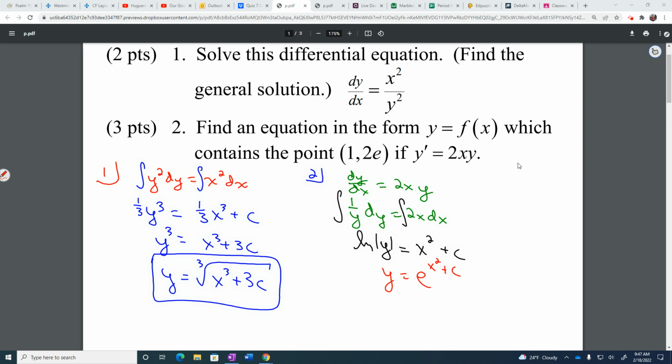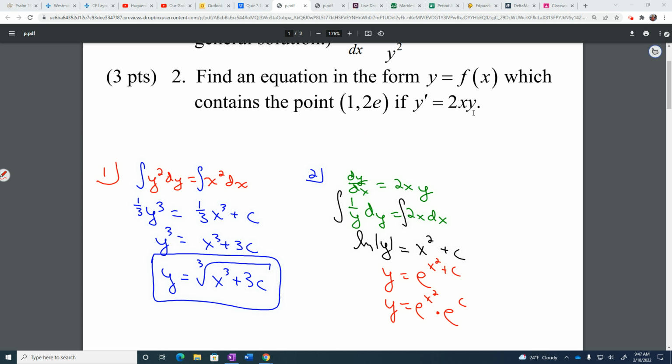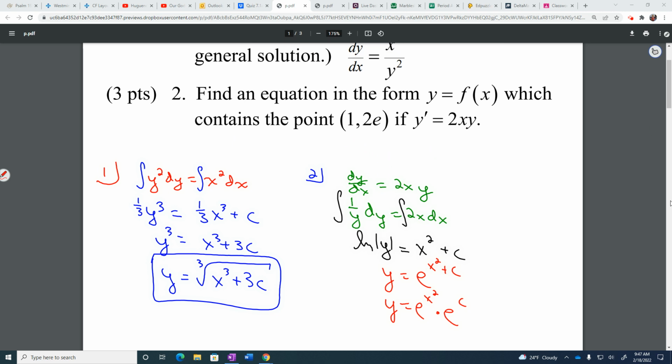So when you do that, one thing that you might want to do before that is write this as y equals e to the x squared times e to the c. Might make it easier. And then when you plug in your point, you get 2e equals e to the 1 squared, so it's e times e to the c. And then you can divide that e over. So we got 2 equals e to the c.